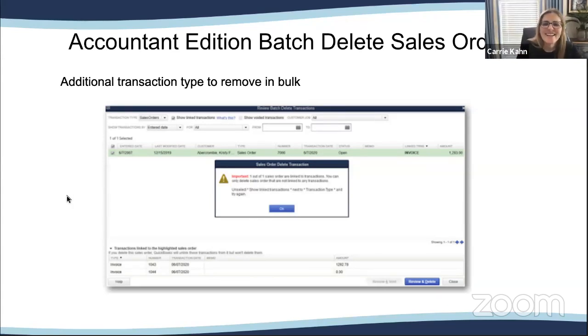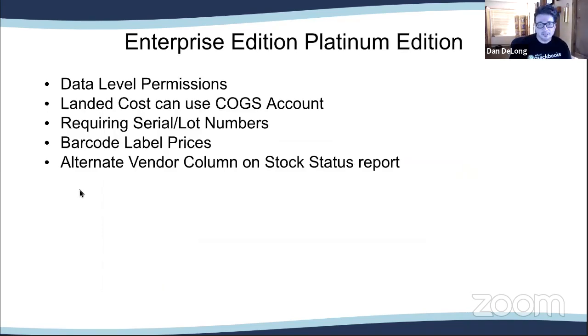All right, so we're coming in for a landing, and the good news is that the other features are really high level. With the accountant edition, you can now batch delete sales orders. It's just an additional transaction type that you can now remove in bulk. Of course, these sales orders need to be not attached to an invoice, but why would you want to delete a sales order that is attached to an invoice? So that's in accountant edition.